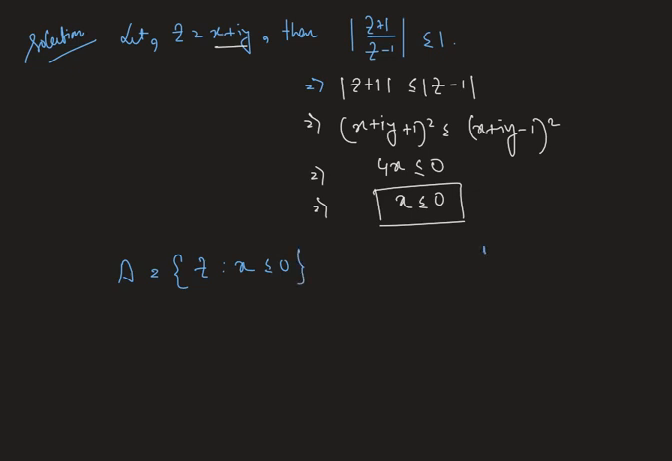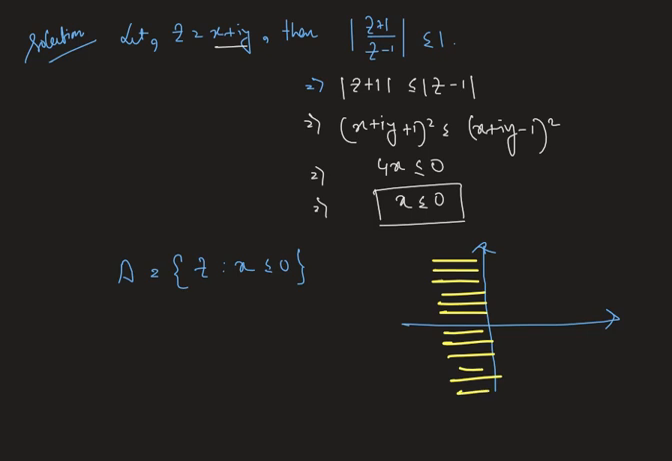So if we draw this portion in the Argand plane, we get this portion. This portion defines A.